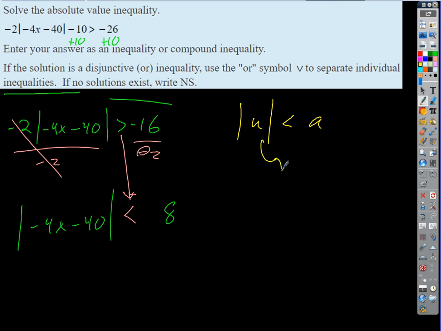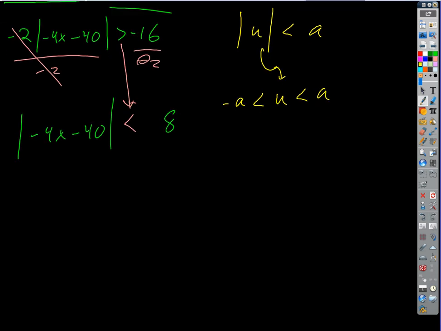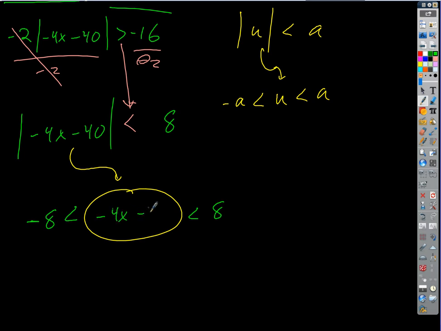So we make the trade: whatever's inside the absolute value is greater than the negative number and less than the positive number, right? So that's what we do here. We've got an isolated absolute value of something, call it hand. The absolute value of hand is less than 8, then that means hand has got to be greater than negative 8 and less than positive 8, right? So whatever's inside the absolute value is going to be between the positive and the negative values of the number, right? And what's in there is a negative 4x minus 40.